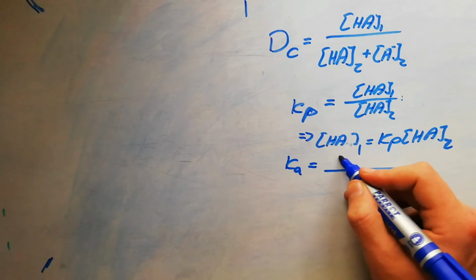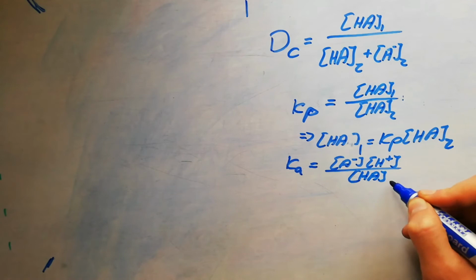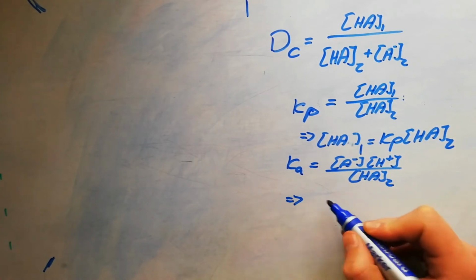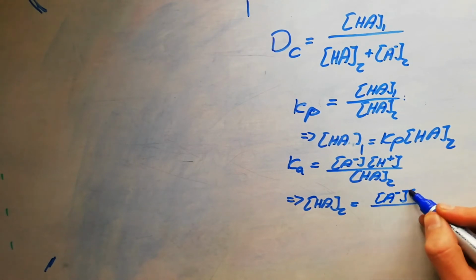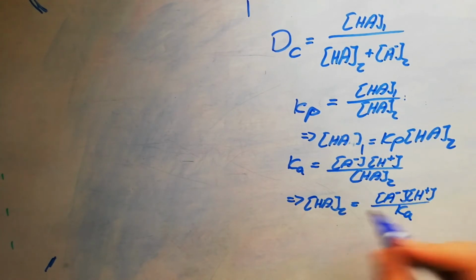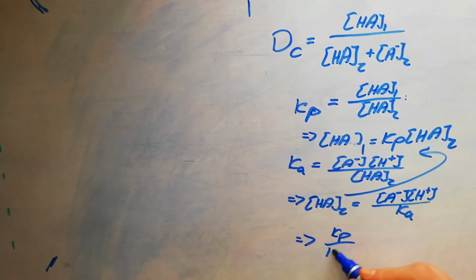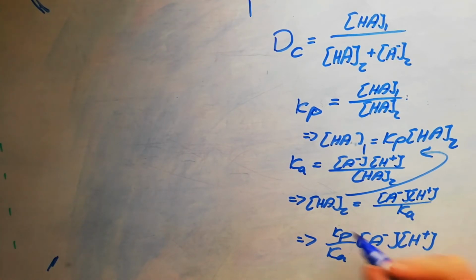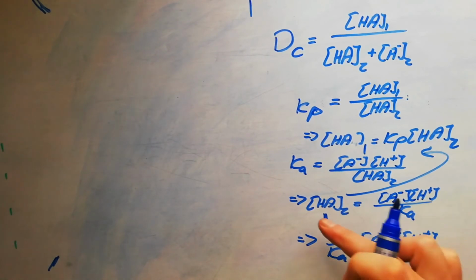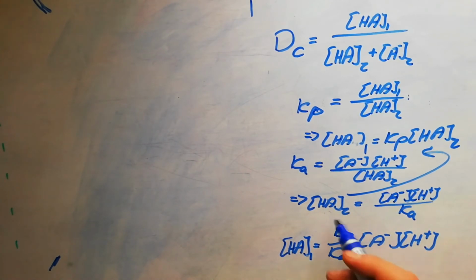And Ka is just the dissociation constant, right? And looks as follows, right? Now we can write HA2 as this, basically just swapping the two around, okay? And then we can substitute this back into that, and get the following: Kp over Ka, A minus, H plus. Okay, so this is what HA1 is equal to, our organic concentration. There you go. So we got an expression for both.